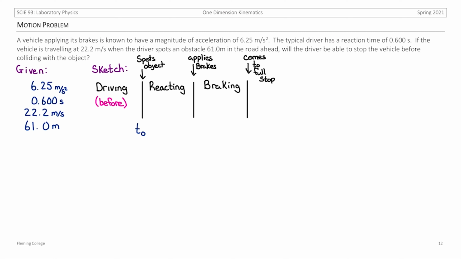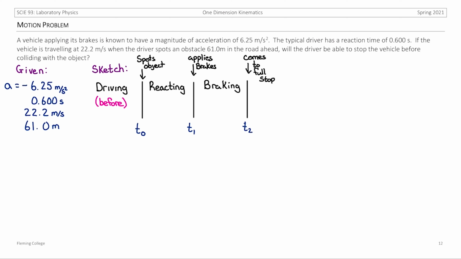So we're going to start from when the driver spots the object. We're going to say that's T0, which is our initial time frame, our reference point. And from there, we're going to call the middle line time 1. And we've already talked about that's the point in time when the driver finally reacts to the object. And then the point in time where the driver comes to a full stop, we're going to call that T2. Identifying points in time helps us start to identify where our values fit in and generate the equations that we're going to use.